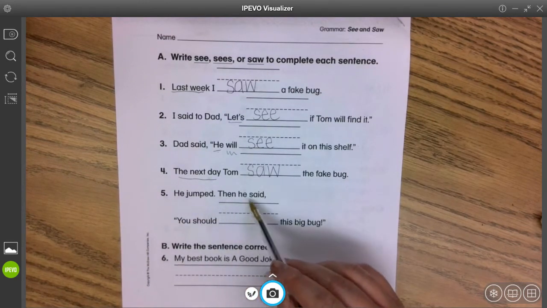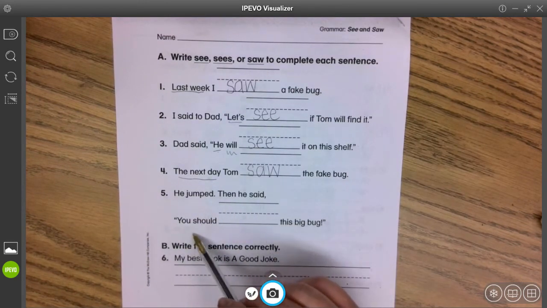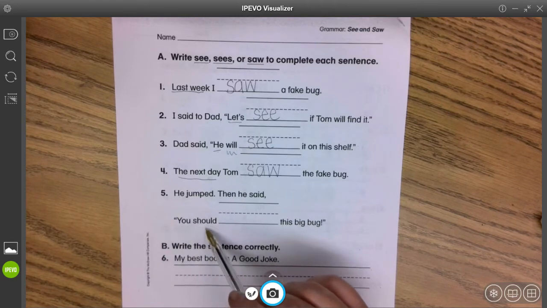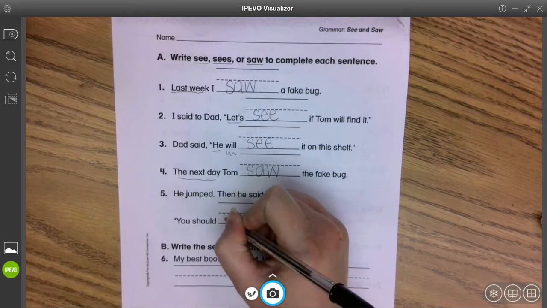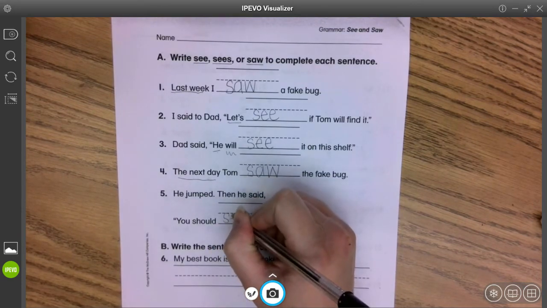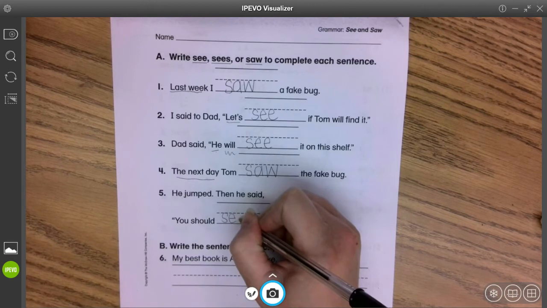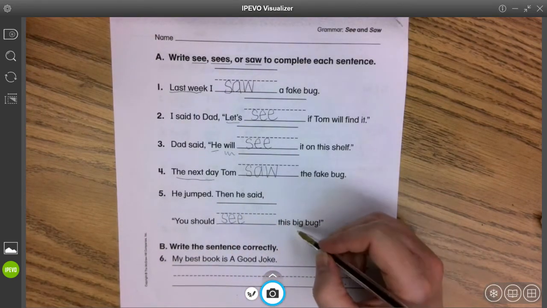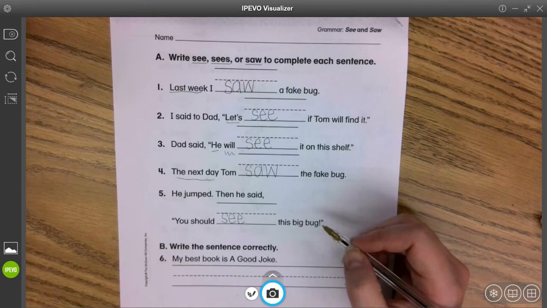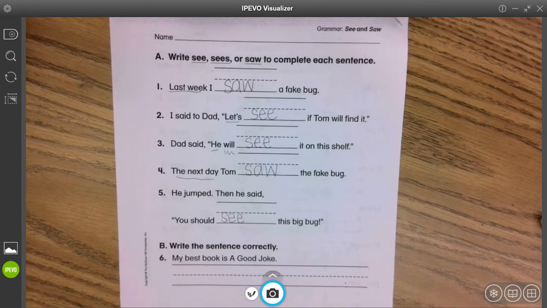He jumped, then he said, you should blank. Okay, you can be talking to one person or a group. So since it can be a group, we say you should see this big bug. Okay, you should see this big bug. Okay.